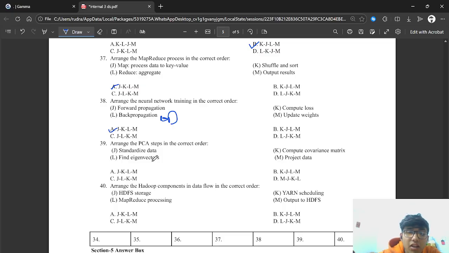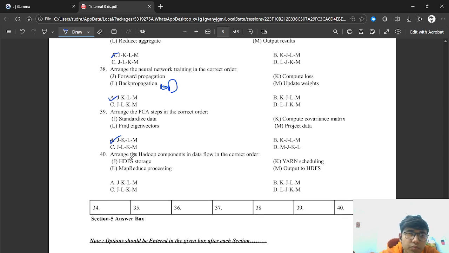Question number 39. Arrange the PCA steps in the correct order. So for this one, again, option number A is the right one. We first standardize the data, then we compute covariance matrices, and then find the eigenvectors to project the data.